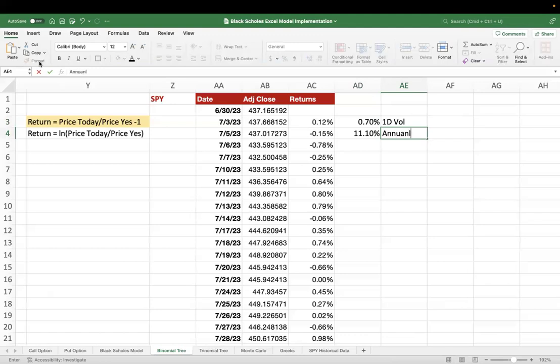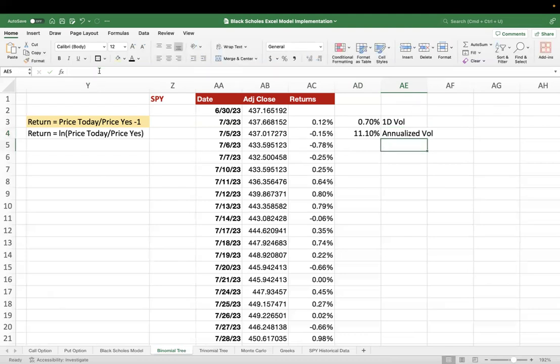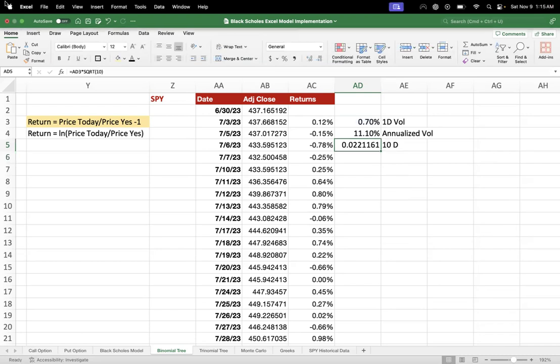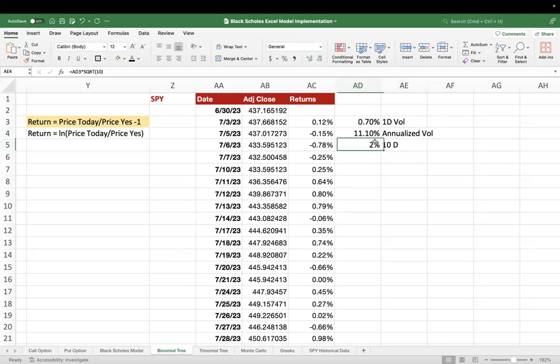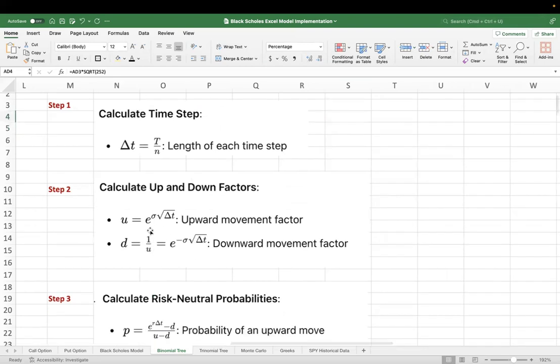This is annualized volatility. If, let's say, I wanted to find 10-day volatility, I would have multiplied with the square root of 10. This is the 10-day volatility, but we have to consider annualized volatility. So just remove this. So 11.10 is our annualized volatility. And why are we calculating volatility? Because it is a very important piece in our up factor and down factor calculation.